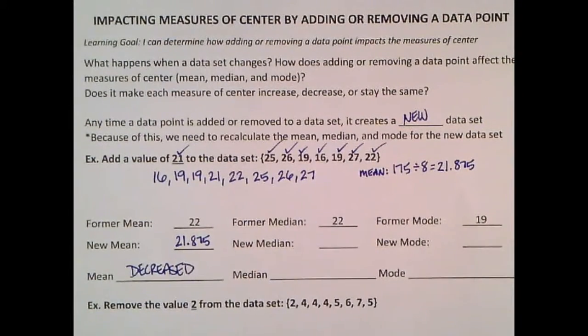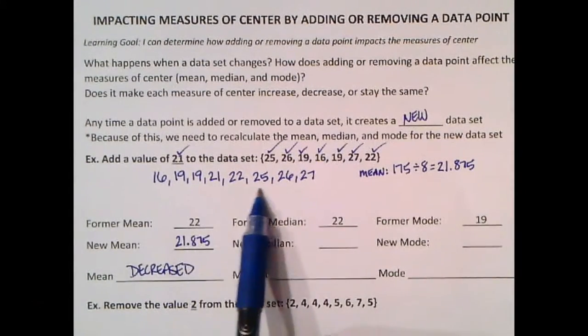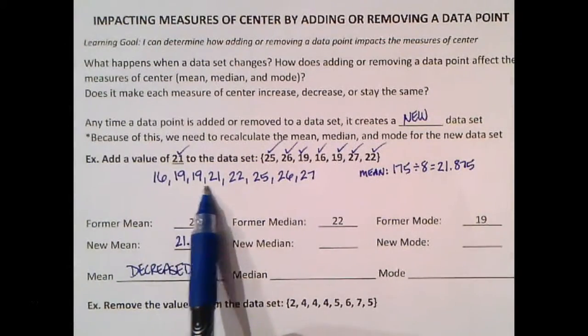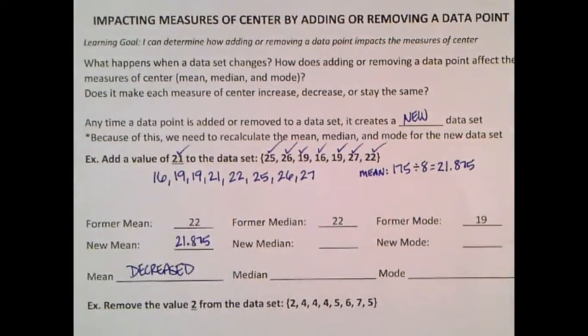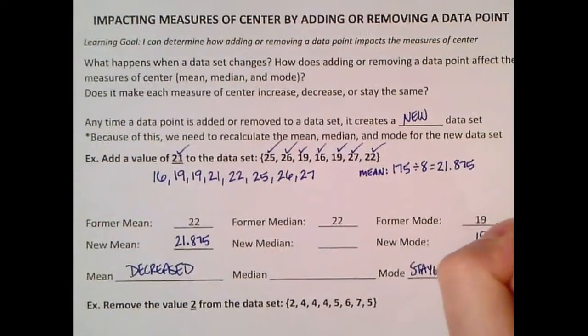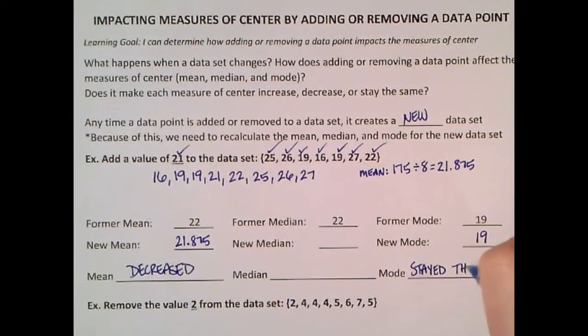All right, because we're going to start crossing stuff off for the median, let's take a look at the mode real quick. Do we have a number that occurs most often? Well, our former one was 19. Has that changed? It has not. So our new mode is still 19 and it stayed the same. You could also say no change. Any way to represent it, it stays the same.